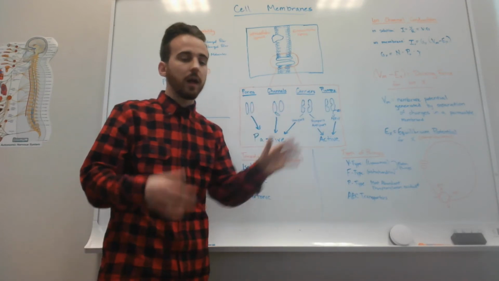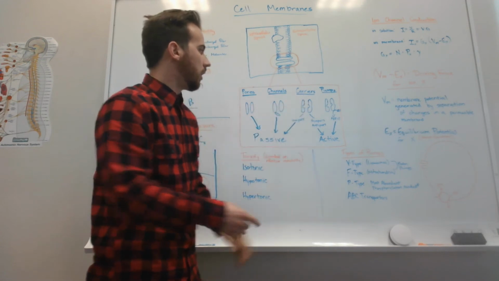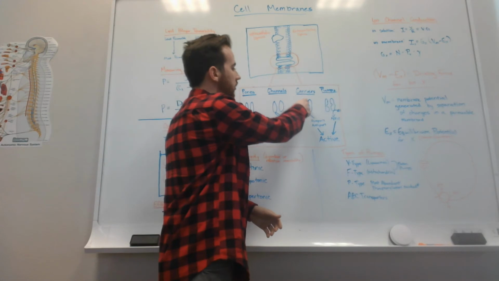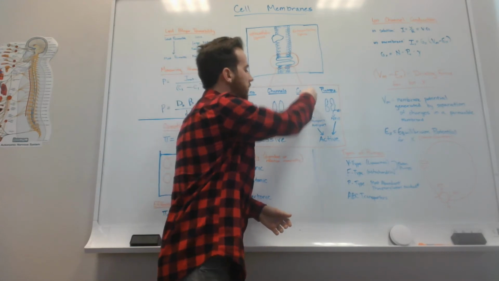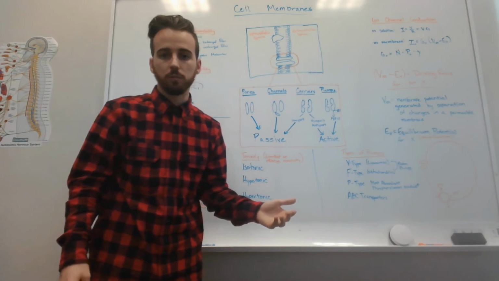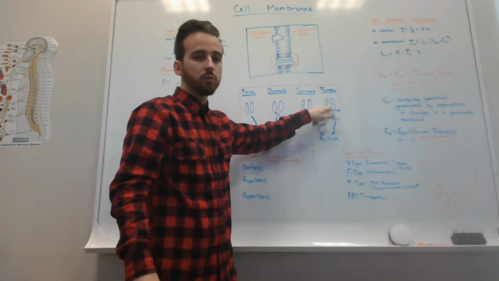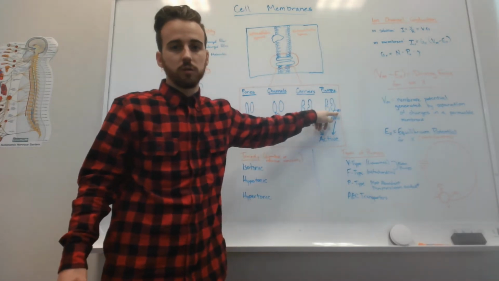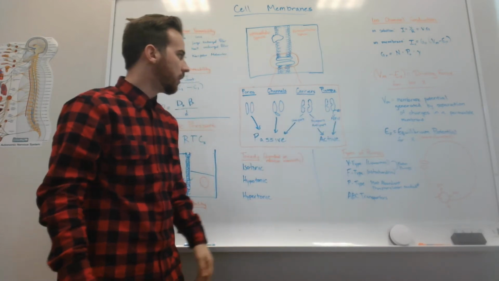Carriers actually will interact with their substrates. So for example, if this were transporting sodium, the sodium would actually interact with this part of the carrier before it moved the rest of the way through. Pumps are kind of similar. They're going to interact with their substrates as well, but they will require hydrolysis of ATP to function. So they require that as their energy source.